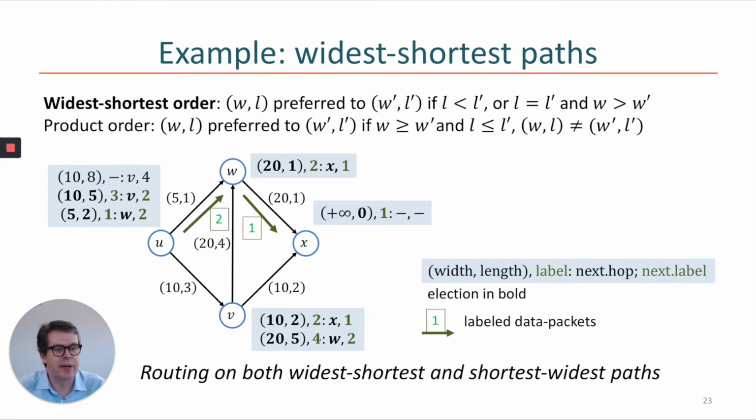So we are back to this network, and we now see that node U can send data packets to X along the widest shortest path. All it has to do is to identify 5, 2 as the widest shortest width length to reach X. Reading from that entry, it sends data packets to node W with label 2. Node W replaces label 2 with label 1 and delivers them to node X. So with a partial order vectoring protocol, it is possible to route different flows along different paths corresponding to different optimality criteria.